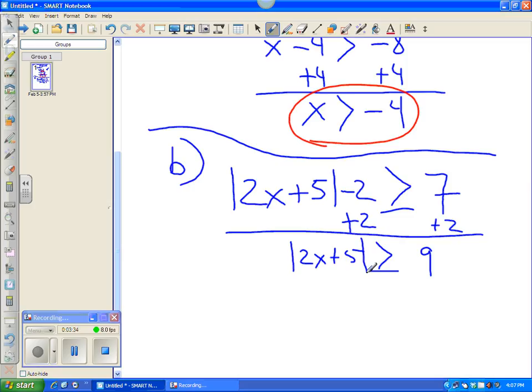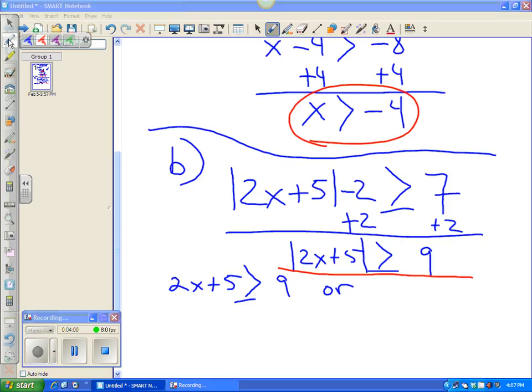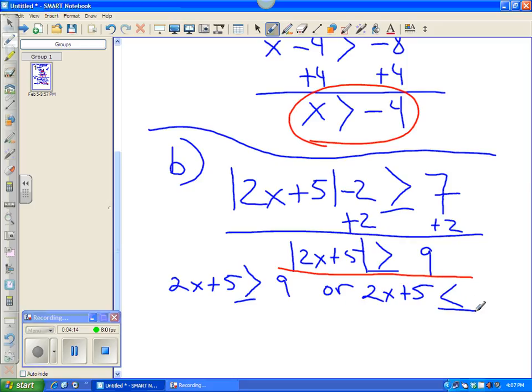And in order to get rid of that absolute value, I need to change this into two inequalities. The first one is the positive: 2x plus 5 is greater than or equal to a positive 9. The other possibility, I'm going to put the "or" over here, and underline it so I don't confuse this as the original problem. The other possibility is 2x plus 5. Now remember, when we take the absolute value and we do the negative one, we switch the sign. It could be a negative 9.